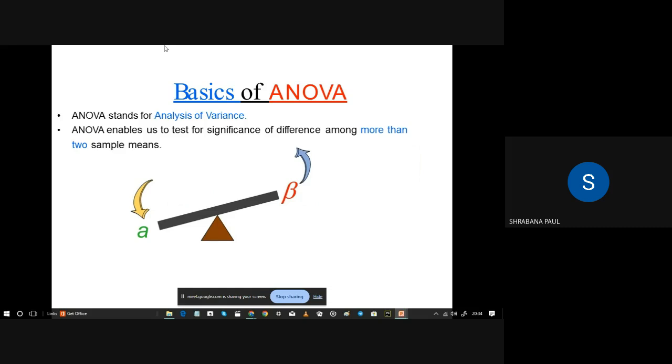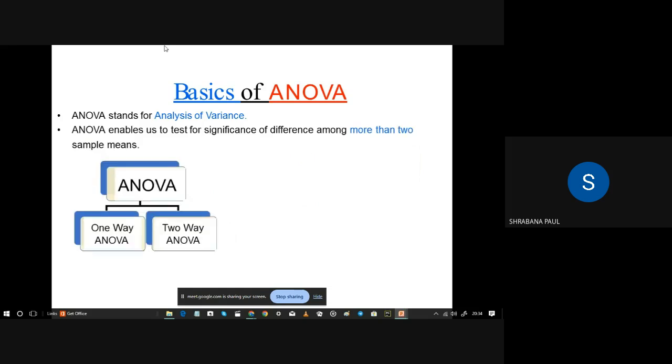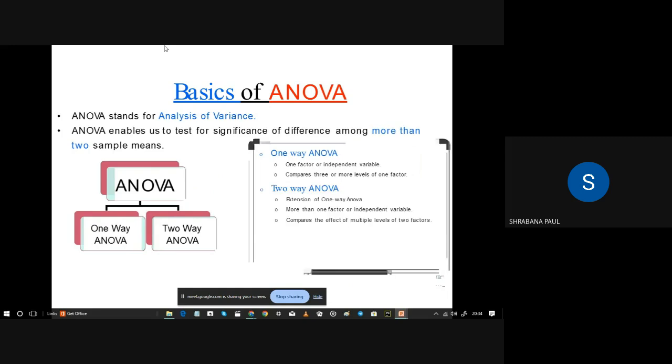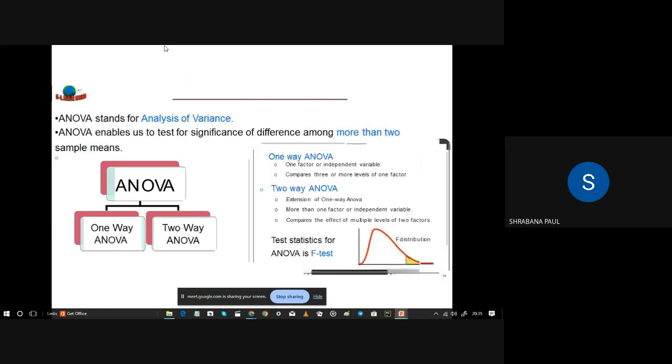So ANOVA is basically of two types, one-way ANOVA and two-way ANOVA. What is the difference between one-way ANOVA and two-way ANOVA? One-way ANOVA has one factor of independent variables and compares three or more levels of one factor, whereas two-way ANOVA is an extension of one-way ANOVA, which compares the effect of multiple levels of two factors, and it holds more than one factor of independent variables. Here the test for ANOVA is the F test.